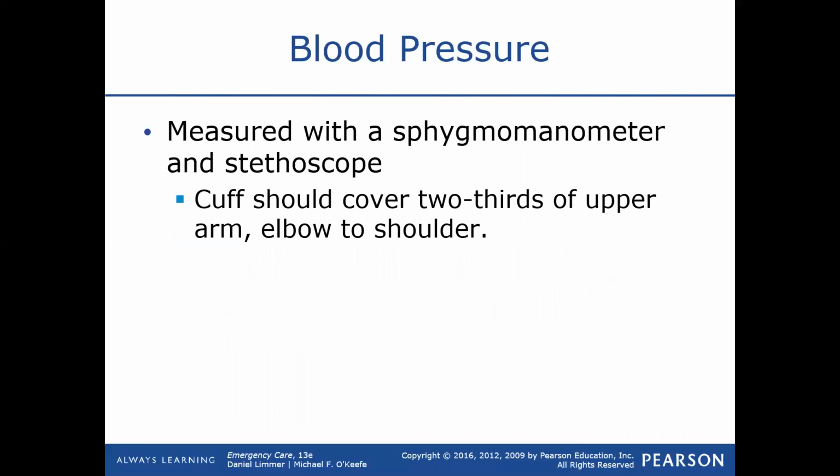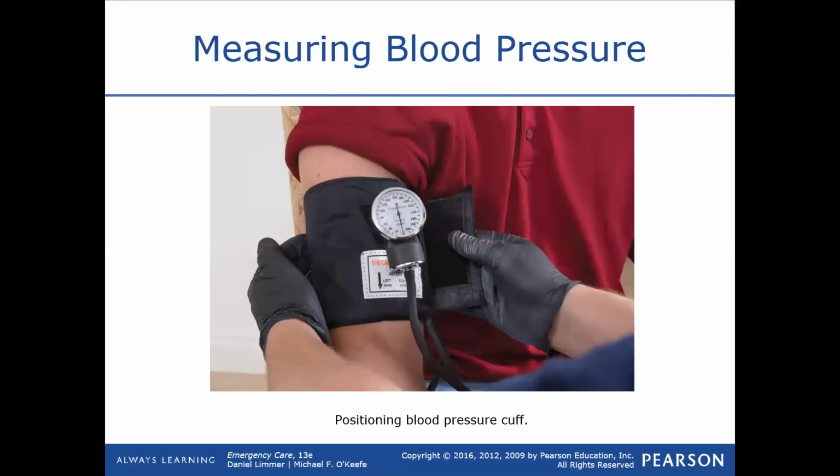Okay, it's measured with a sphygmomanometer. You guys are going to have to learn how to say that. Sphygmomanometer. That is the blood pressure cuff and a stethoscope, okay? Cuff should cover 2/3 of the upper arm, elbow to shoulder, okay? We're going to put the blood pressure cuff on like so. See that little needle in the middle?